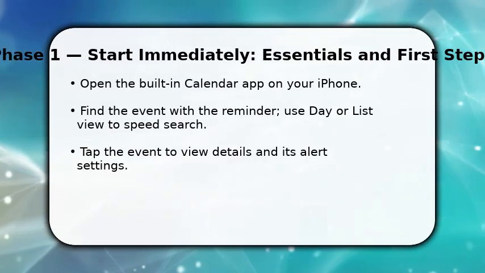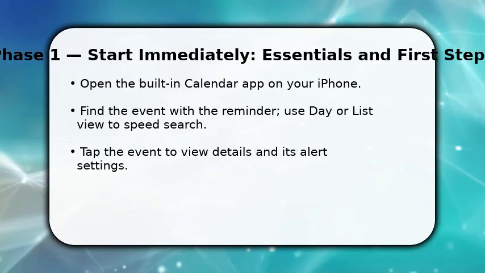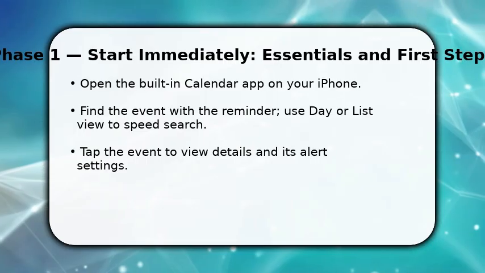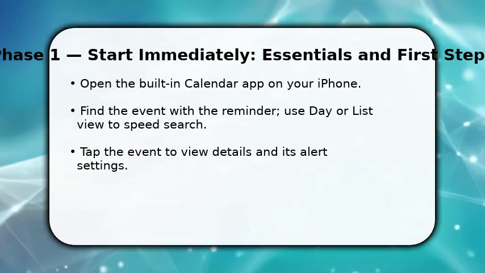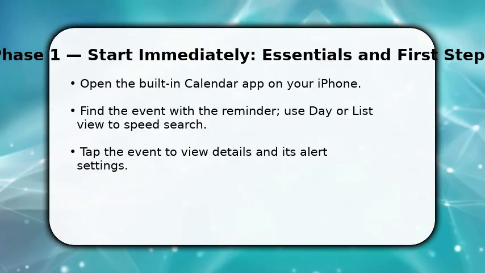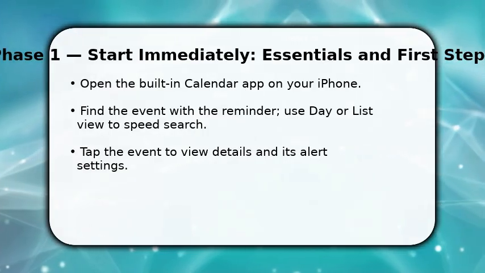You need to confirm whether the alert comes from Calendar or the Reminders app because you will remove the alert differently. If the event repeats, make sure you understand whether you want to change one instance versus the whole series. Once the details load, you're ready for the alert controls.